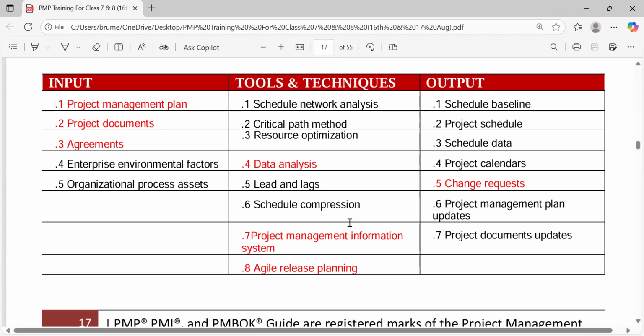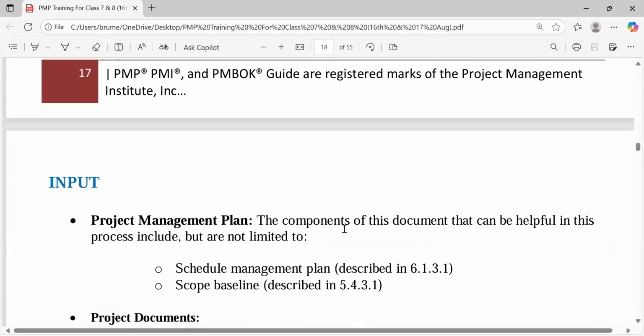And another output is the project schedule itself and the schedule data, the project calendars, the change requests, the project management plan, the project documents will be updated. So these are outputs. Now let's take a look at them one at a time. So what aspect of the project management plan do we want to see to be able to come up with the schedule?